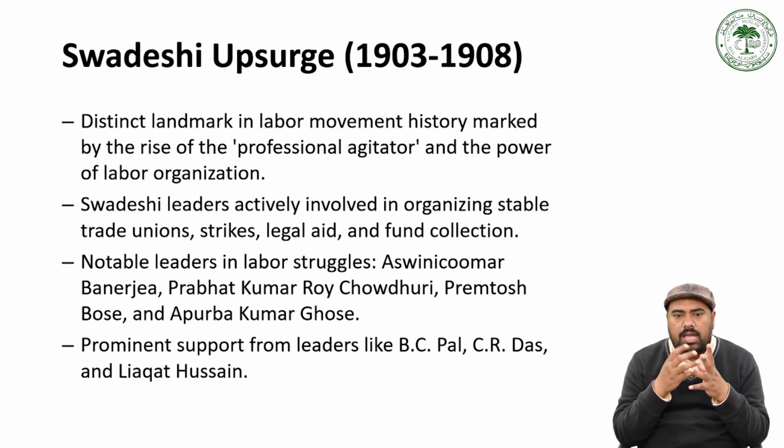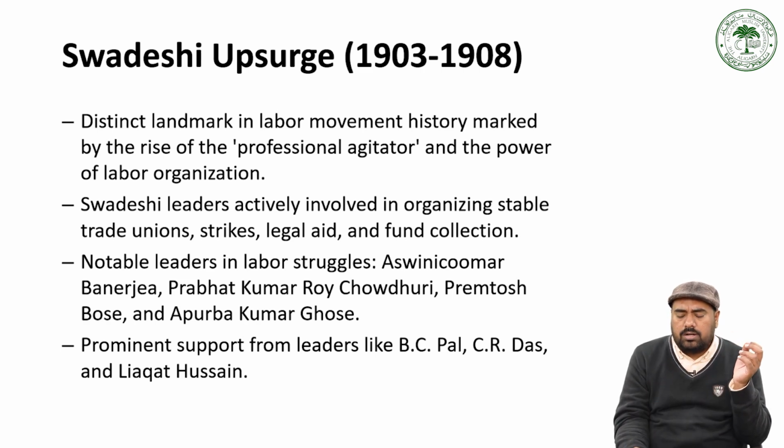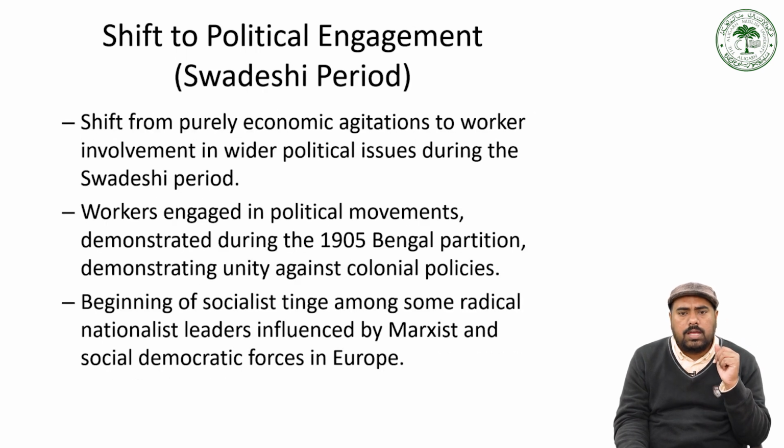This entire unionist movement also saw people like Aswini Kumar Banerjee, Prabhat Kumar Roy Chaudhary, Premtosh Bose, and Apurva Kumar Ghosh emerging as notable leaders standing for the cause of workers' rights. And they also got support from leaders like Bipin Chandra Pal, Chittaranjan Das, and Liaquat Hussain. All these leaders actually supported the cause of the workers.